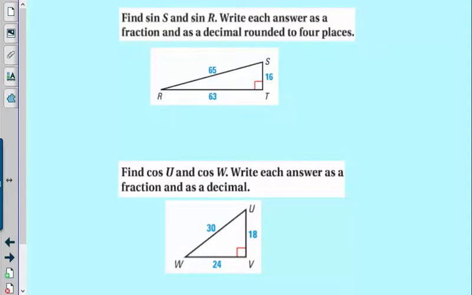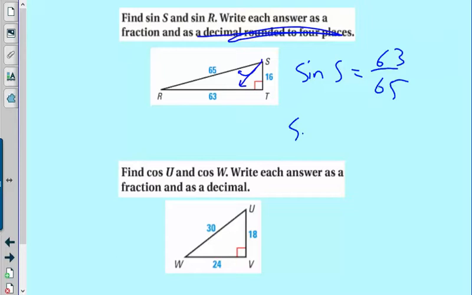Okay, so the first thing we're gonna do is practice writing the fraction or the ratio here. Find sine of s and we'll find sine of r. We'll just do the fraction here. So the sine of s is the opposite leg, so across from it, 63, over the hypotenuse, 65. And then the sine of r is the opposite, 16, over 65. So we're just practicing setting those up.